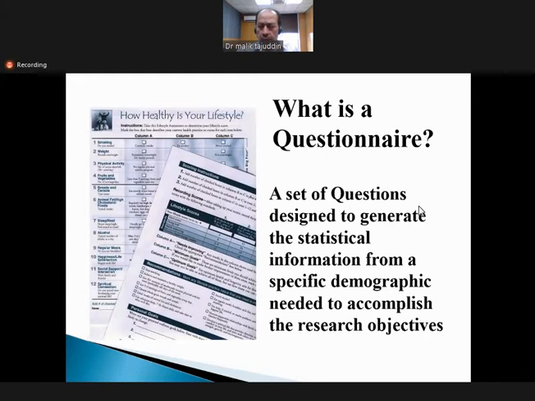A set of questions that may give you some statistically valid information, where this information should be collected through this set of questions from some specific demographic area, population. And why is it being done? It is being done to accomplish some research objectives. So your questionnaire must be in accordance to get the information of your research objective.